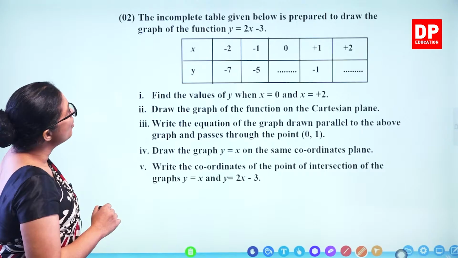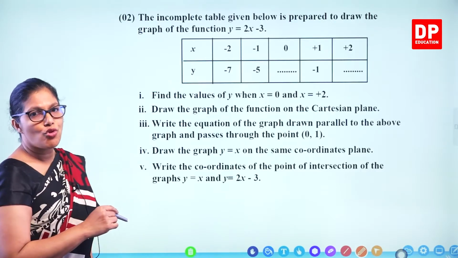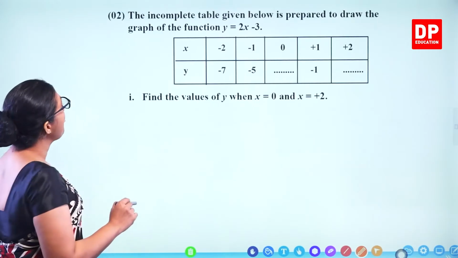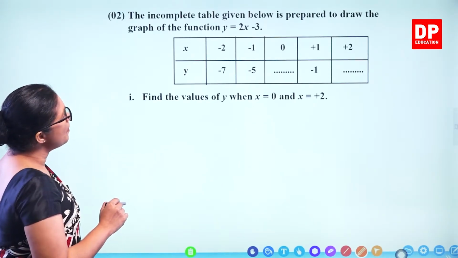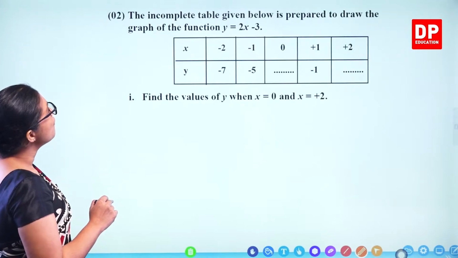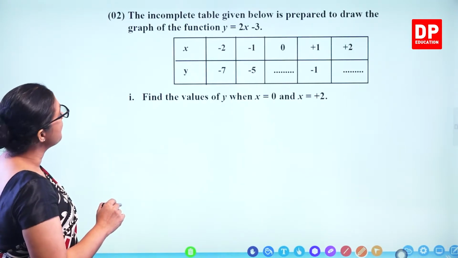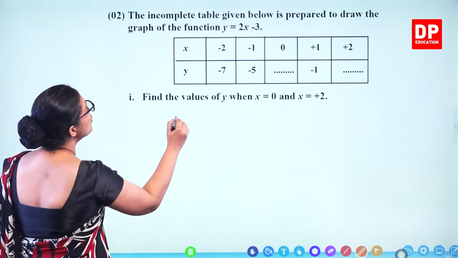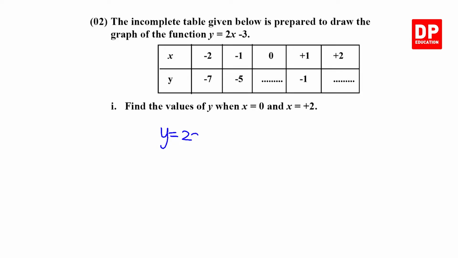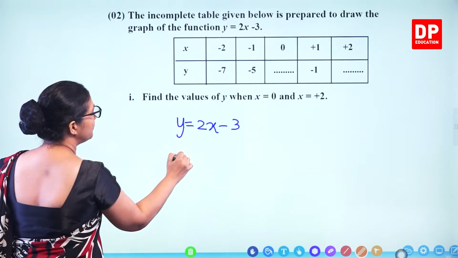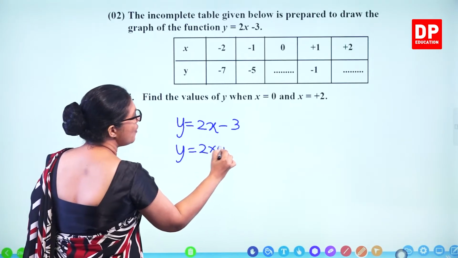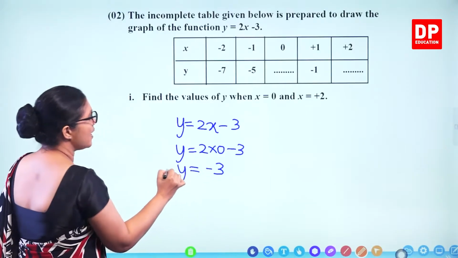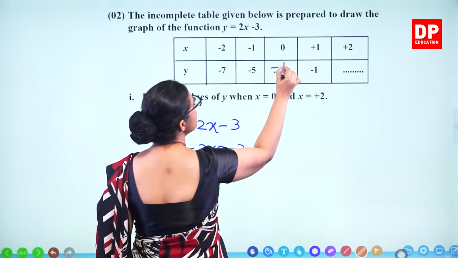Question number 2, that's about straight lines, drawing straight lines. So 5 parts are there. We'll do separately. The incomplete table given below is prepared to draw the graph of the function y equals 2x minus 3. Find the values of y when x equals 0 and x equals 2. So you take the equation, substitute x equals 0. 2 times 0 minus 3. Multiplication first. 0 minus 3, you get minus 3. So this value is minus 3.